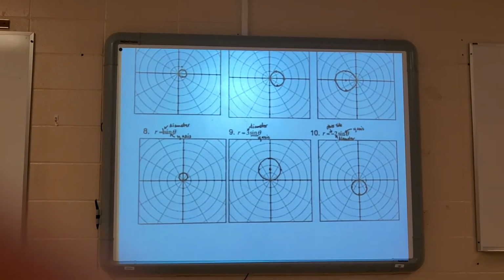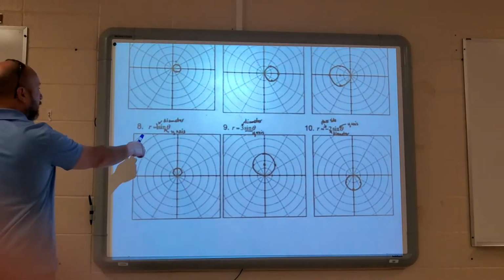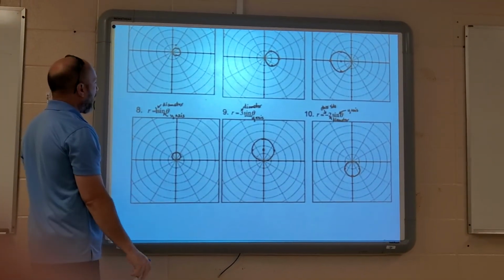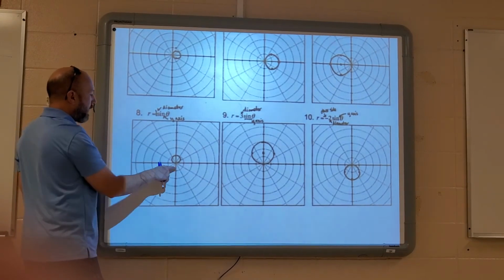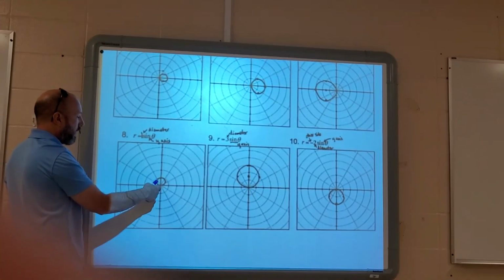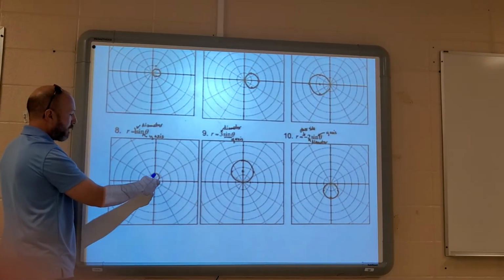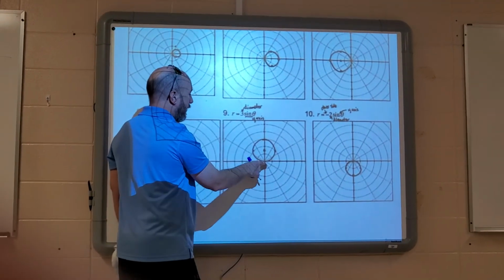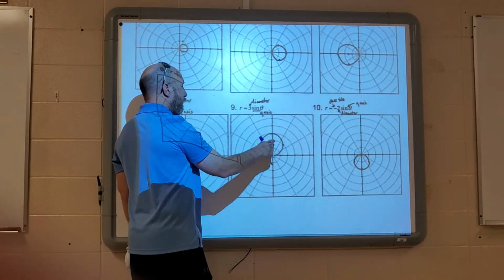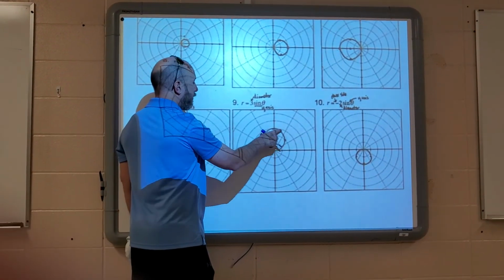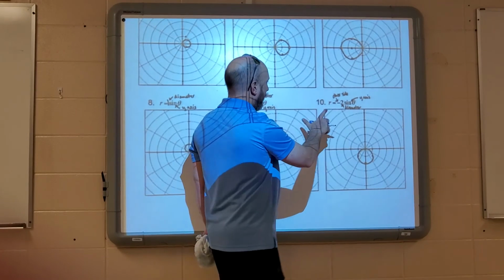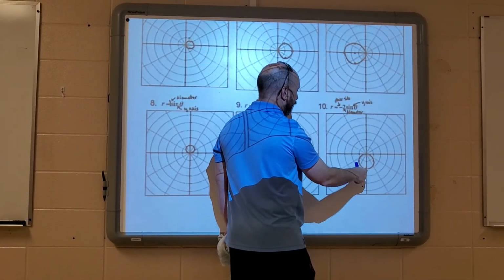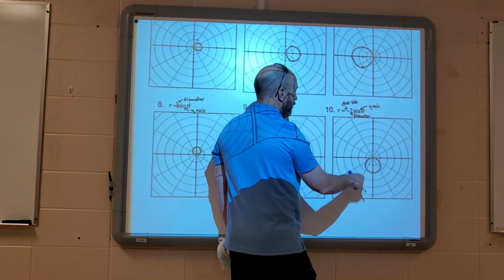Alright, and then these are the same thing, but now it's sine. So since it's sine, that's going to make the circle move up and down on the y-axis. So 1 sine theta, that makes the circle diameter 1, centered at 1/2, drawn on the positive y-axis. 3 sine theta, that's going to be a diameter of 3, centered at 1.5. And then here, negative 2, that's going to move it down. Diameter of 2, radius of 1.